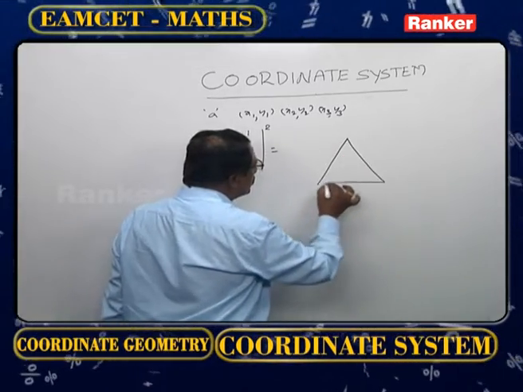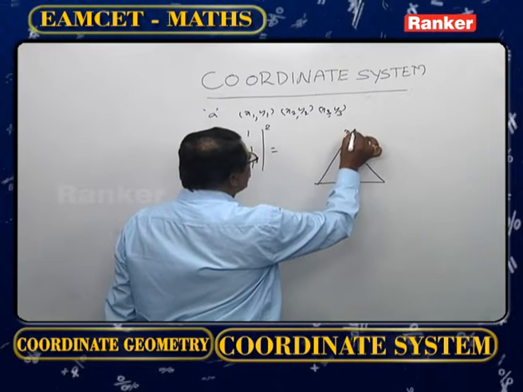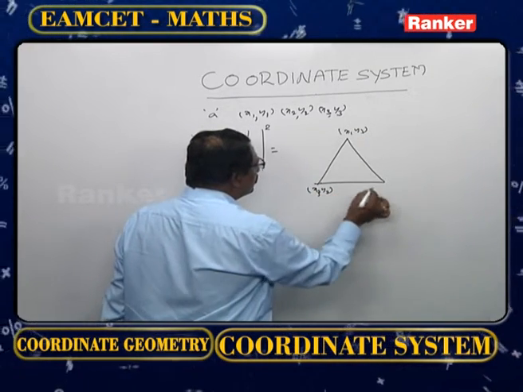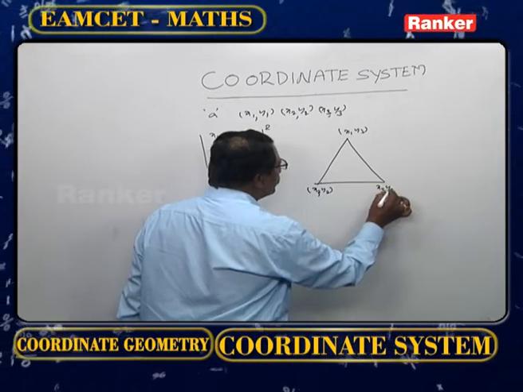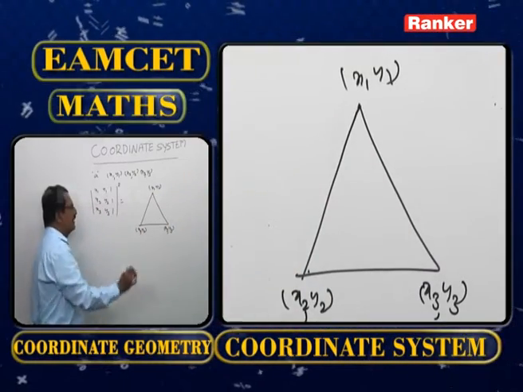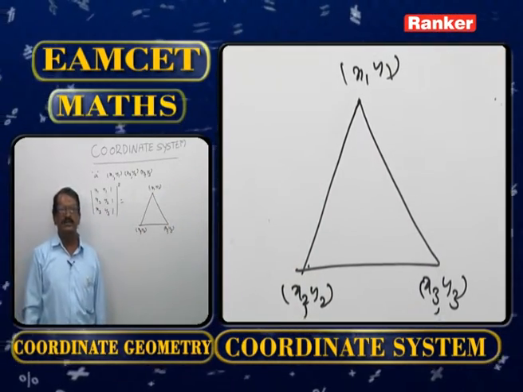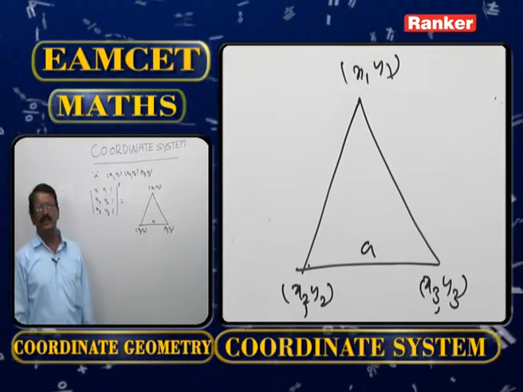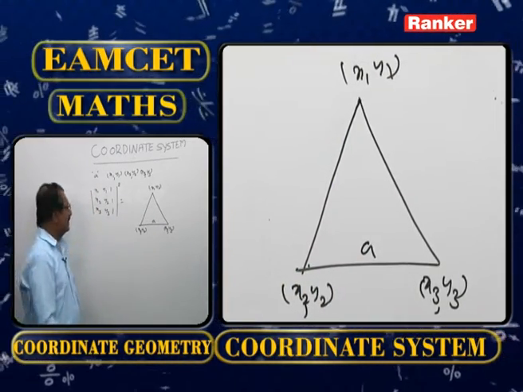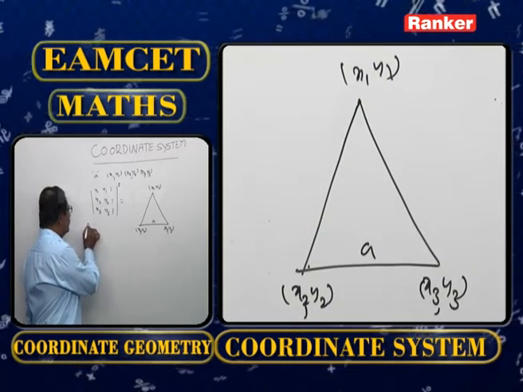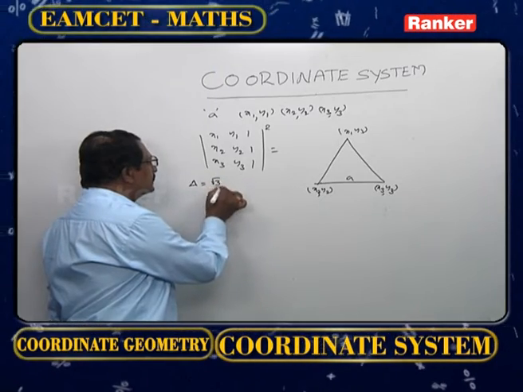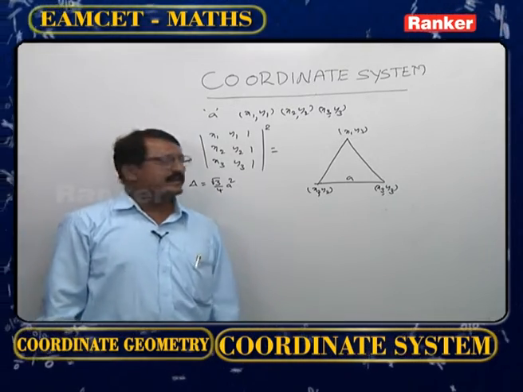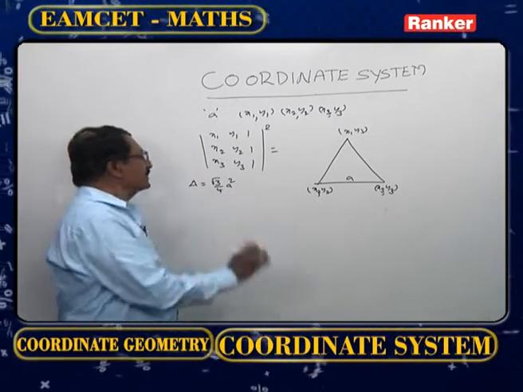Now, given an equilateral triangle, (x1, y1), (x2, y2), (x3, y3) are the three vertices of the triangle and the length of its side equals A. If the length of the side of the triangle is A units, then the area of the triangle delta equals root 3 by 4 A square. The area of an equilateral triangle equals root 3 by 4 A square.